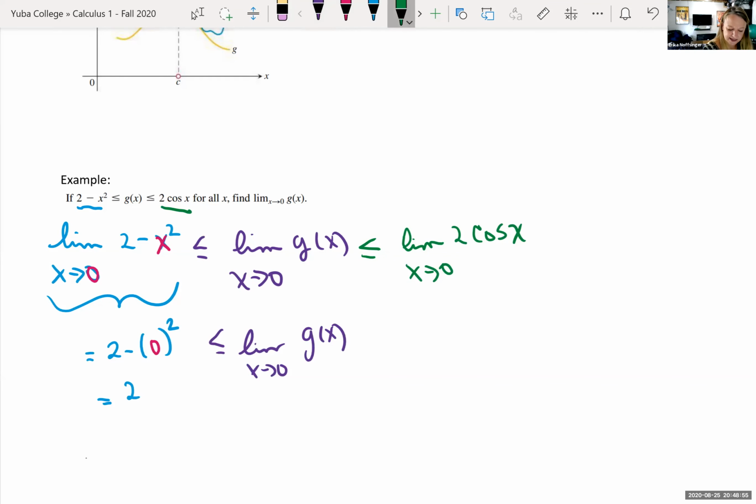Okay, so let's look at the right-hand side. Wherever we see an x, we plug in 0 into this function, and we get 2 times cosine of 0. Recall cosine of 0 is 1. And so this is less than or equal to 2 times 1, which is 2.